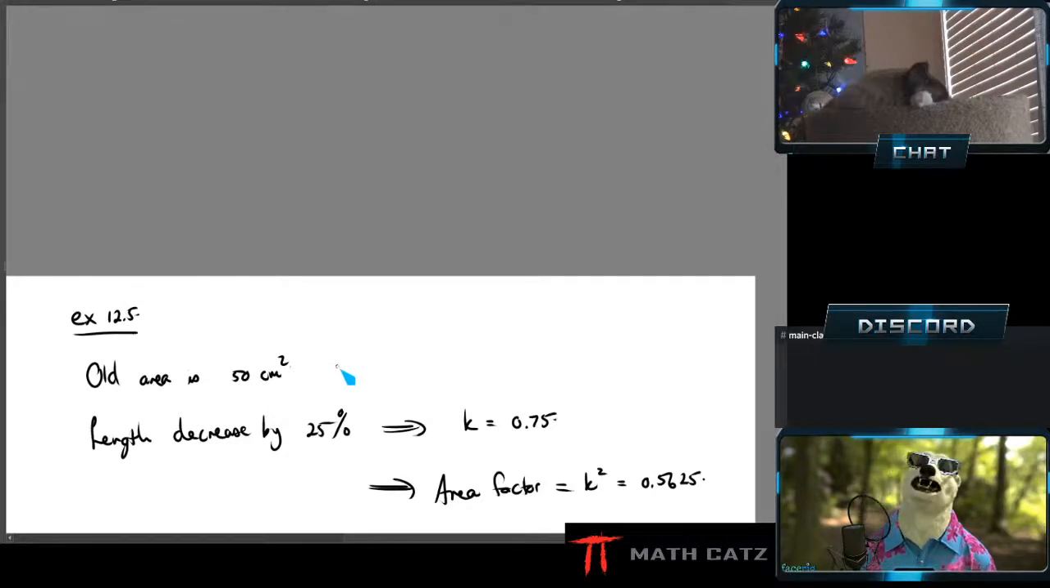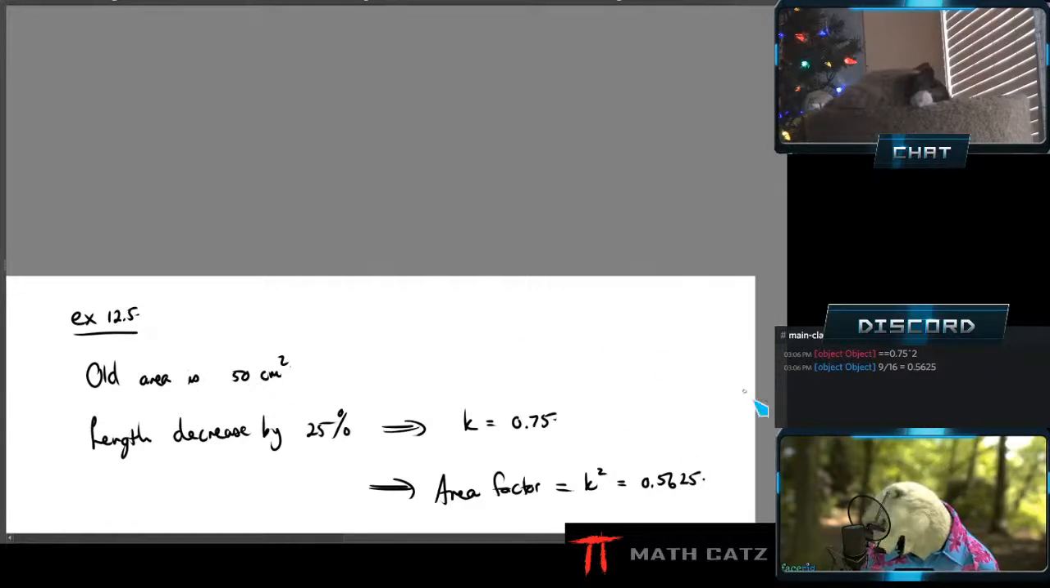They say the length dimension decreased by 25%. That gives me my scale factor by going down from my baseline 1 by the decimal version of the change percentage, which is 0.25, so I get 0.75. Then I immediately know what the area factor is. It's k squared. Calculate k squared. MathBot confirms 0.5625.